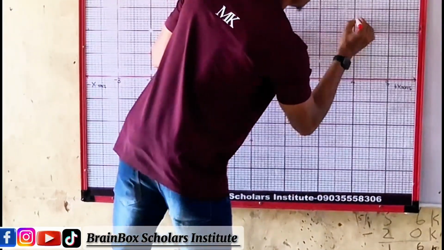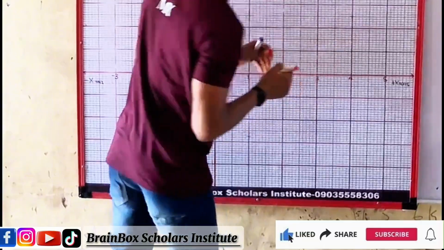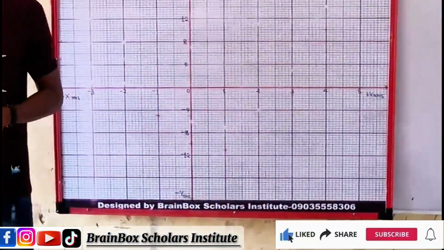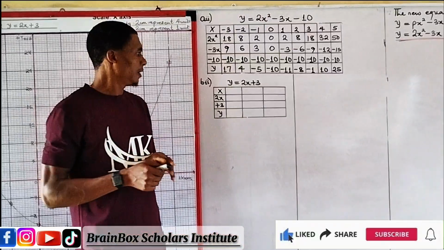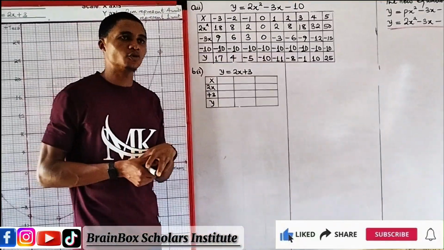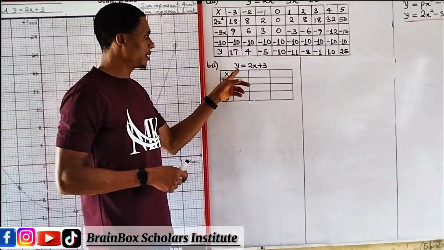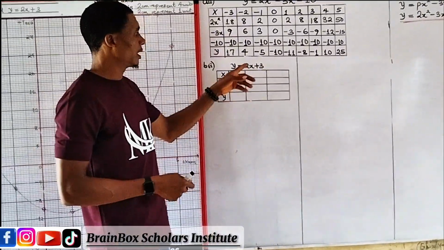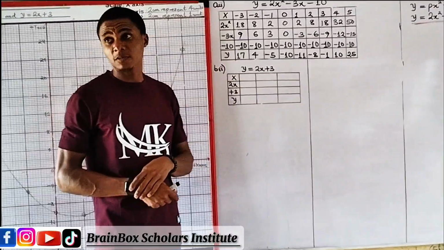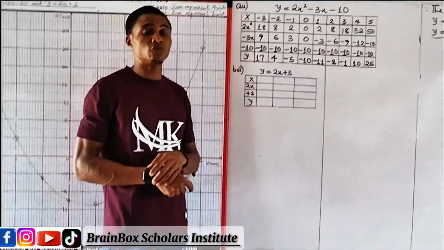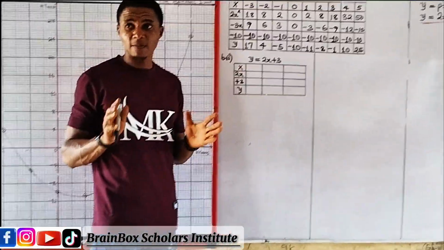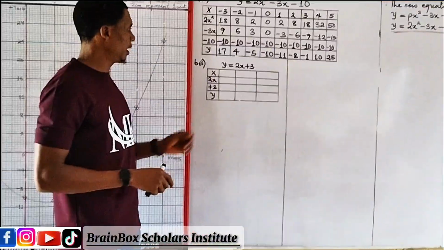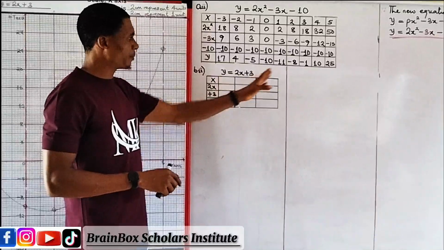So here becomes my 10. Okay? Are you following? I said we should also plot a graph of y is equal to 2x plus 3. And this is a linear equation. A linear equation simply means that I'm going to draw a straight line. Am I making sense? A straight line.